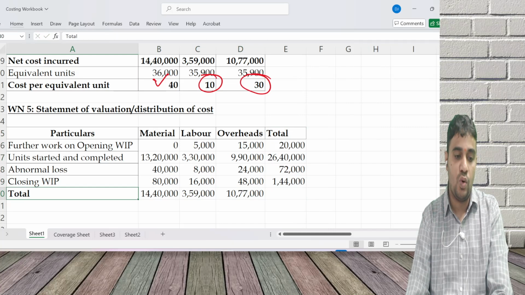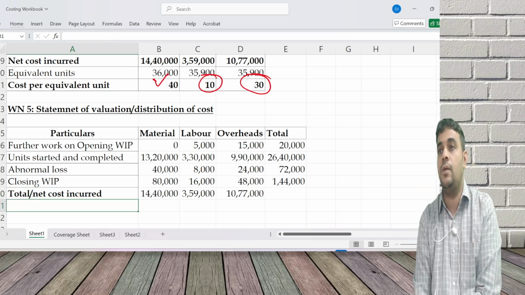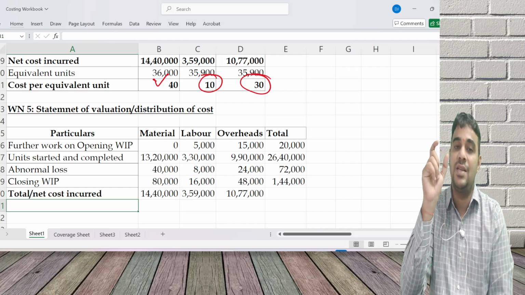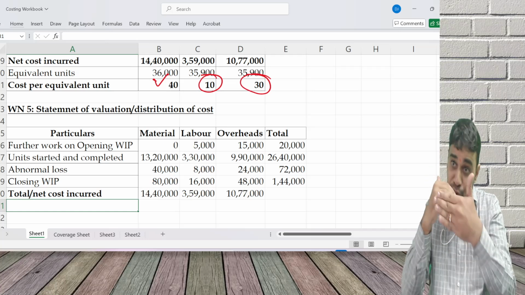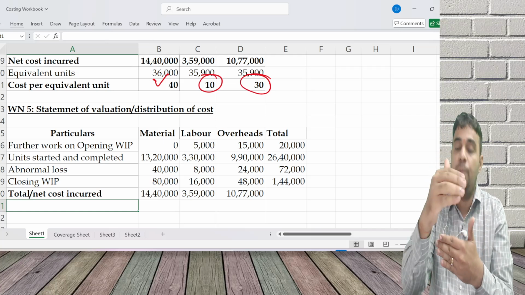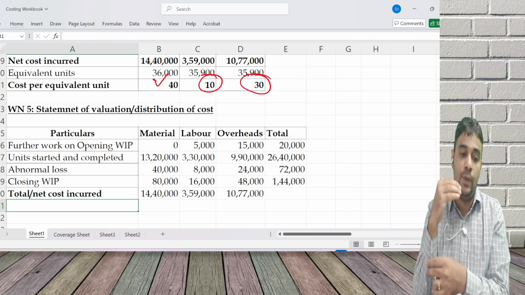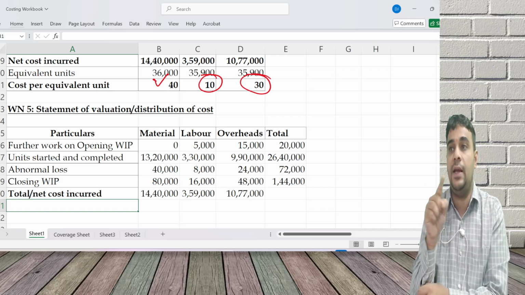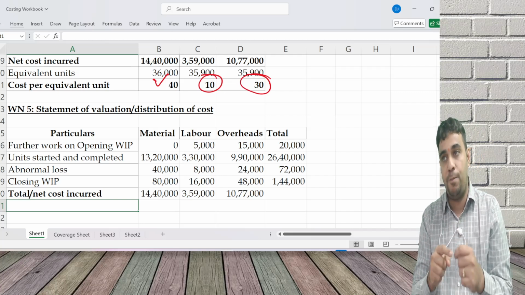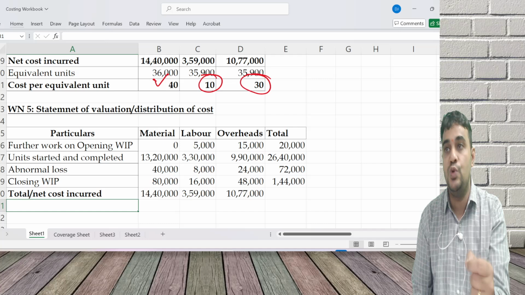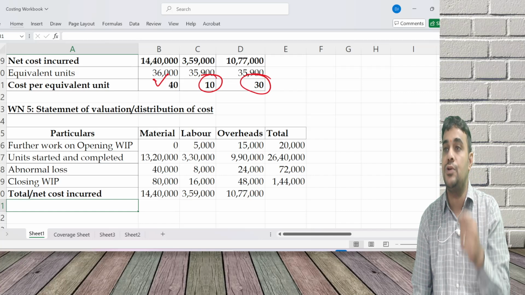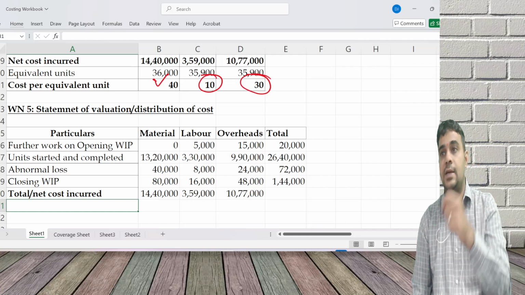Now, this total will match net cost incurred of the earlier working note. See, what we are doing is, net cost incurred is 14 lakh 40. I'm distributing that 14 lakh 40 to opening WIP 0, started and completed 1320, abnormal loss 40,000, closing WIP 80,000. Material 359, I'm distributing it as 5,000 to opening WIP, 332 units started and completed, 8,000 to abnormal loss, 16,000 to closing work in progress. Overheads, same way we are splitting.